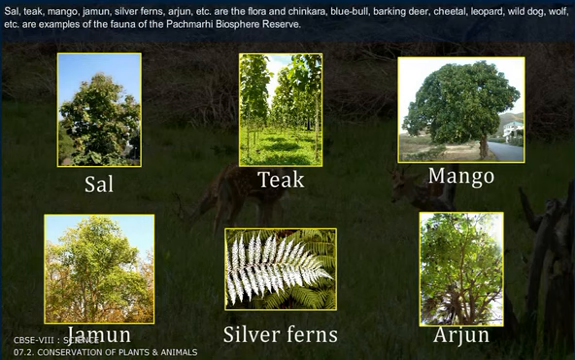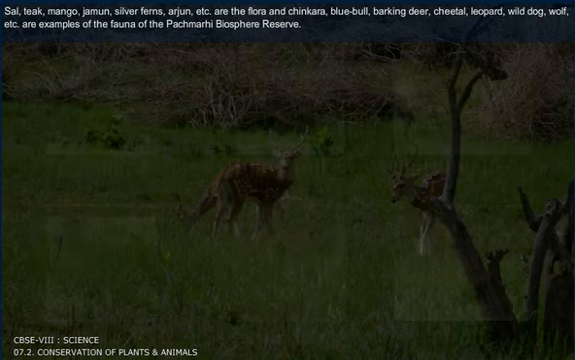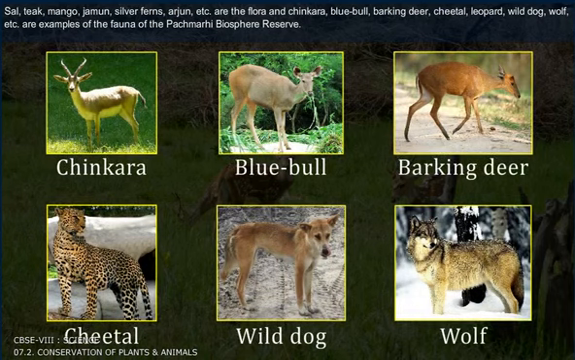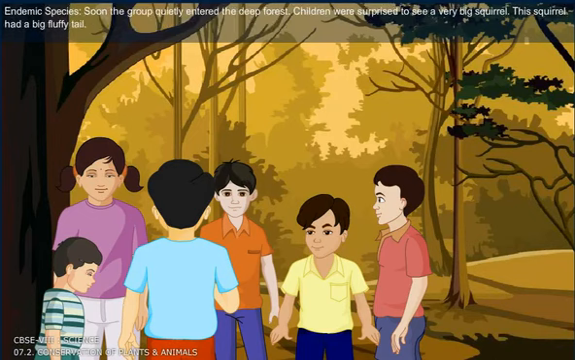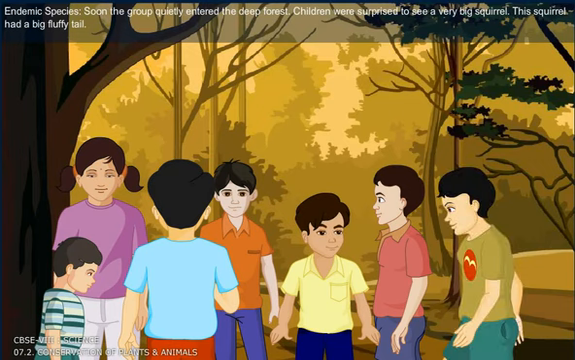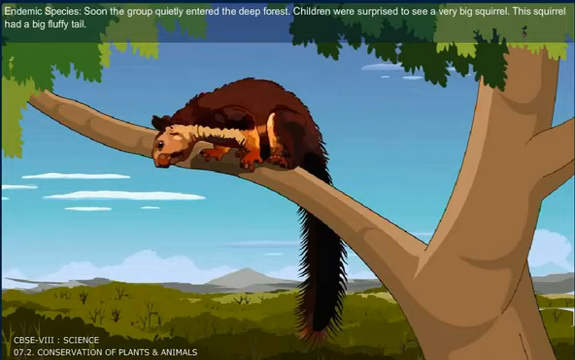Sal, teak, mango, jamun, silver ferns, arjun, etc. are the flora, and chinkara, blue bull, barking deer, cheetal, leopard, wild dog, wolf, etc. are examples of the fauna of the Pachmadi Biosphere Reserve. Endemic species. Soon the group quietly entered the deep forest.